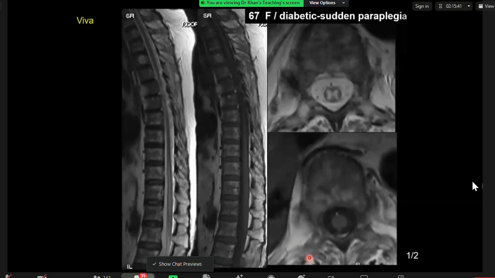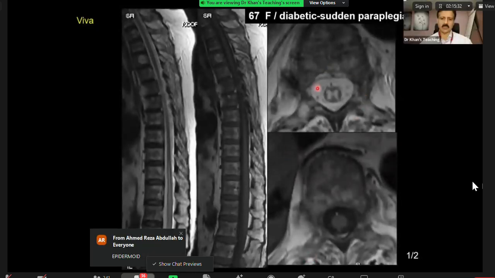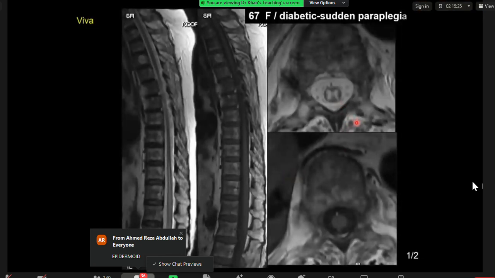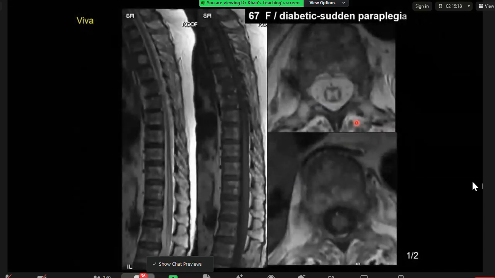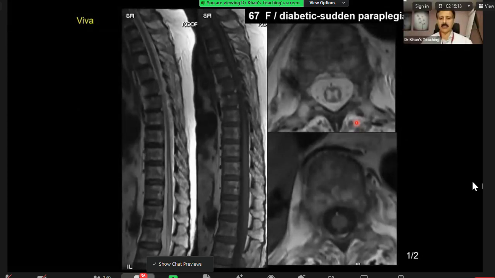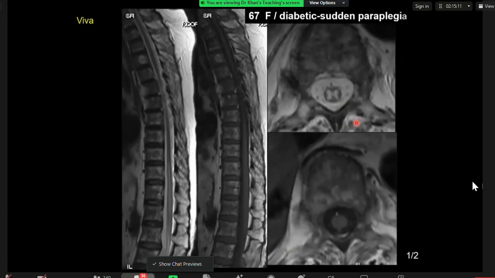So I've got T1, and then I've got T2, then T1. This is a T2, this is a T1. Look at the cord. It's edematous on the T2 centrally. But it's a diabetic, they're probably vasculopathic, so I'm going to hazard a guess that this could be a kind of ischemic event.